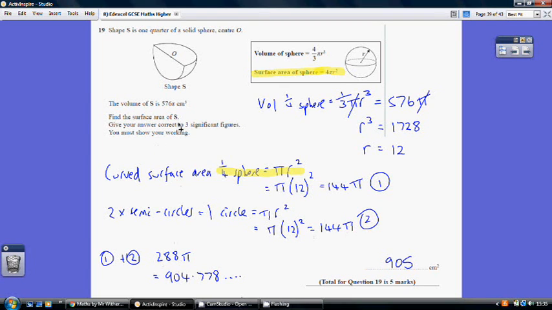We're being asked to give our answer correct to 3 significant figures. So change this into a decimal: 904.778. So to 3 significant figures, that's 905.